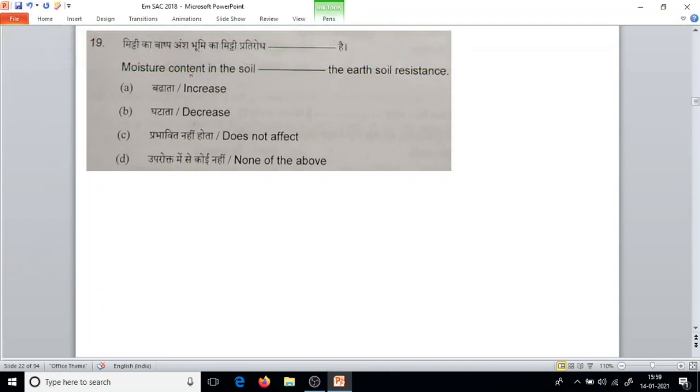Now, moisture content in the soil, dash, the earth soil resistance. It will decrease the soil resistance. Why? When you make an earth pit, what do you do? You put some water, copper, carbon, all those things, to decrease the soil resistance. Nowadays kids make some sensor projects; when moisture is there in the soil, it can detect. Mainly, it will decrease the soil resistance.